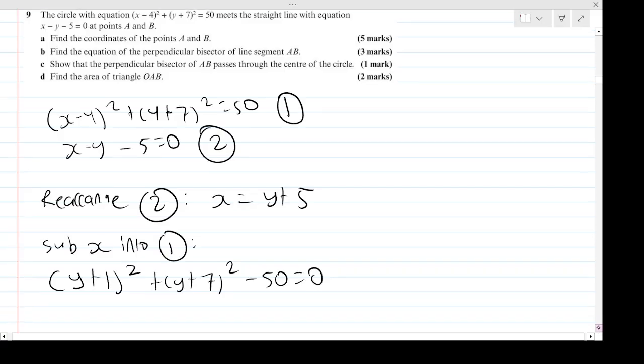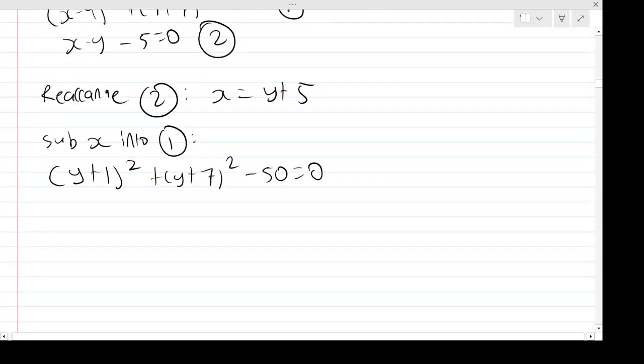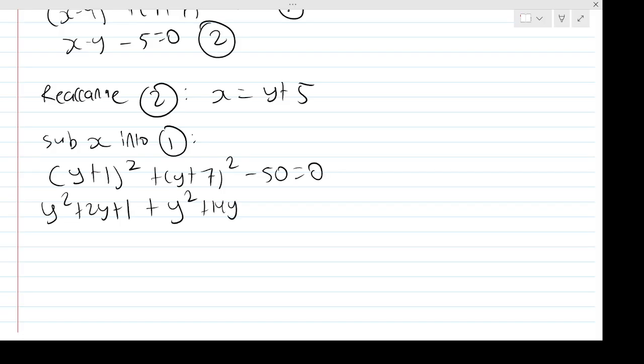And there we are. So now we just need to expand the brackets. So if we expand it, y squared plus 1y plus 1y will be 2y, plus y, 1 squared be 1. Then for the other bracket, we're going to have y squared again, plus 7y, and then another 7y be 14y. Then 7 squared be 49. Minus 50 equals 0. Then if we collect all the terms together, y squared and y squared be 2y squared.